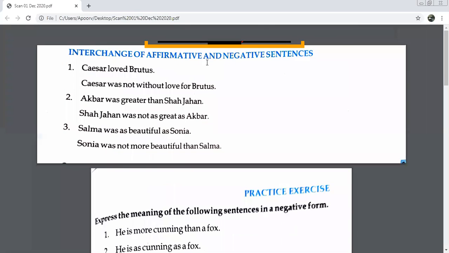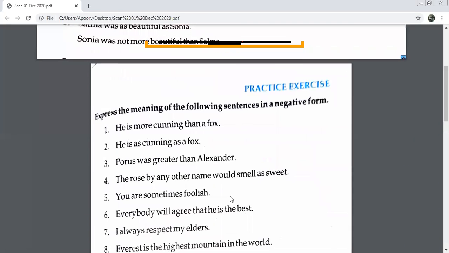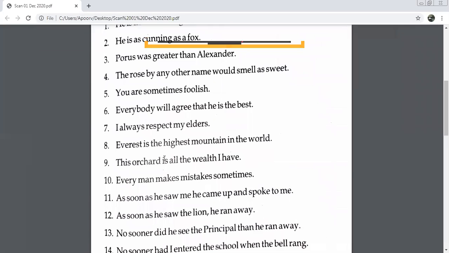See, no other mountain. It should start like this. I'm giving you a clue. Now tell me. No other mountain is as high as Everest. Yes, now it is correct. No other mountain is as high as Everest.